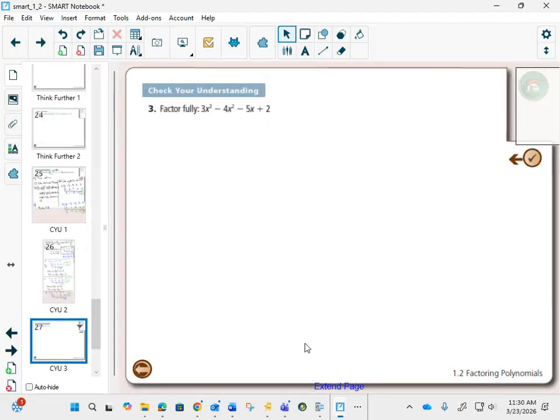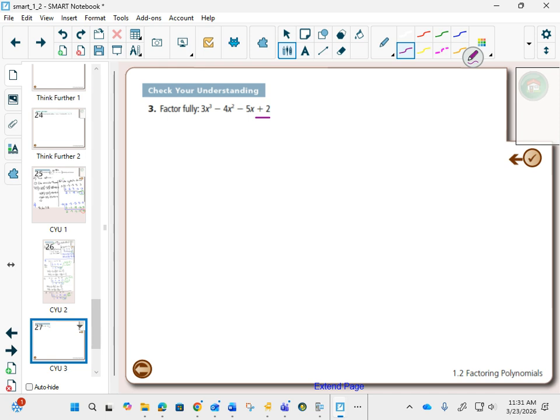Which we get to in question 3. We're going to be asked to factor fully. So what we're going to do is look at the last number. It's a beautiful last number. You know what's wonderful about 2? There's only going to be 1 and 2 as possibilities. Plus 1 or minus 1, plus 2 or minus 2.